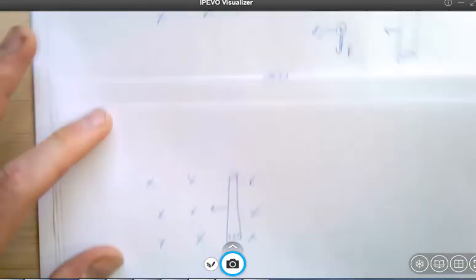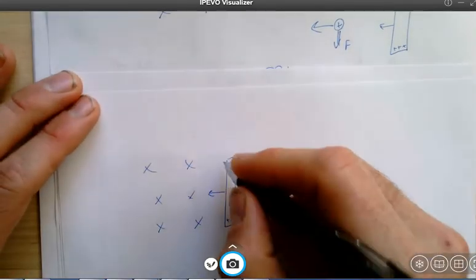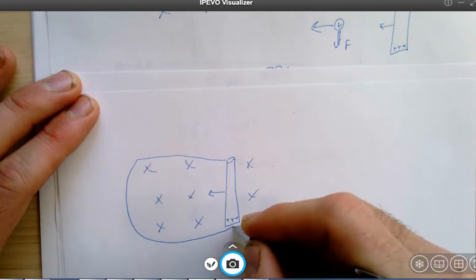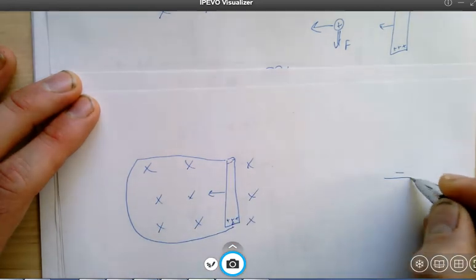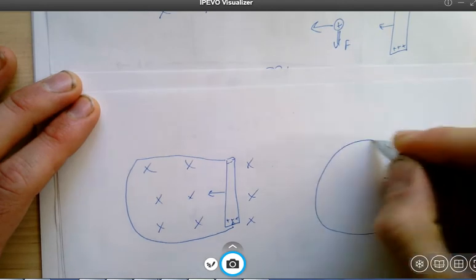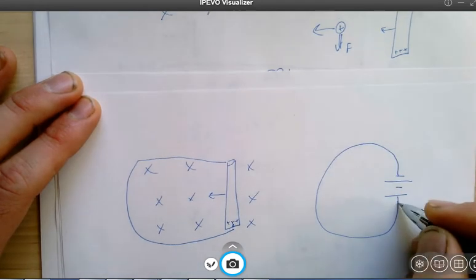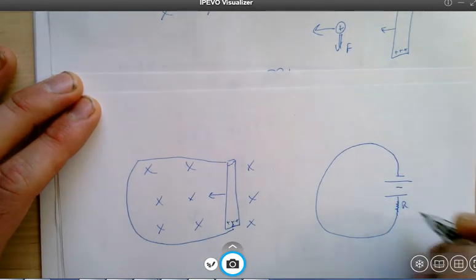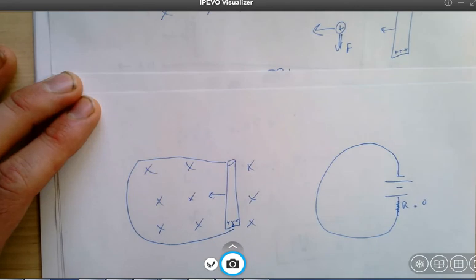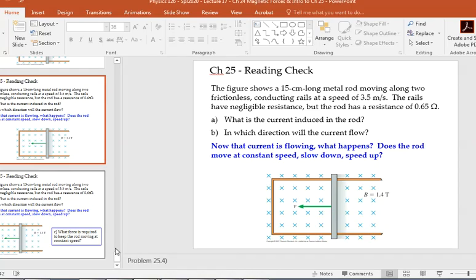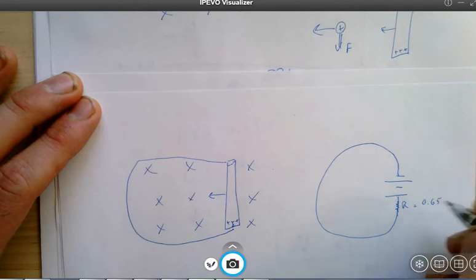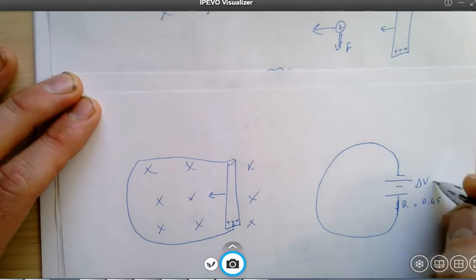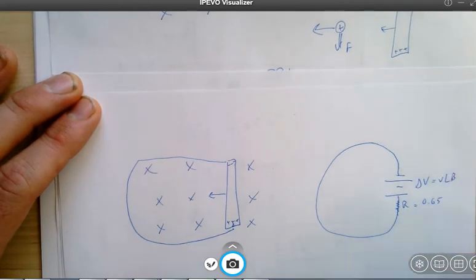And this is connected through some kind of wire like this, right? And so in a sense, that's like having a battery that's connected to a wire. Now granted, there's also some internal resistance in here. So there's some R, which I think we said was 0.65, that's right. So R is equal to 0.65, but there's going to be a voltage that's induced here, which is going to be this vLB.